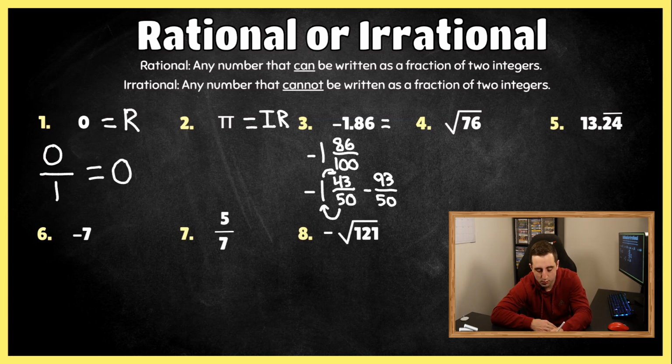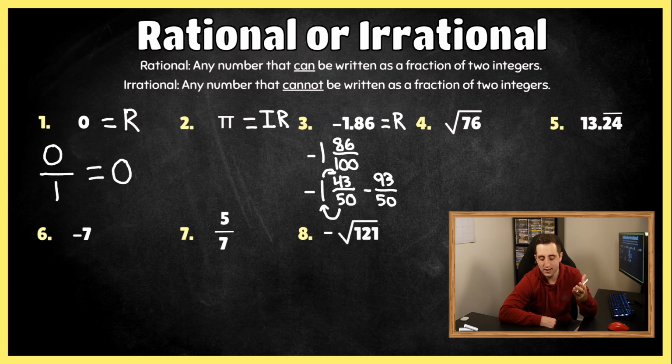So terminating decimals are always considered rational because you can make them into mixed numbers and then convert them to improper fractions to technically meet the definition of a rational number. Now let's go ahead and take a look at number 4, which is a non-perfect square of 76. Now, non-perfect squares, if you were to type in the square root of 76 on a calculator, it's going to give you a decimal that is non-repeating and non-terminating.